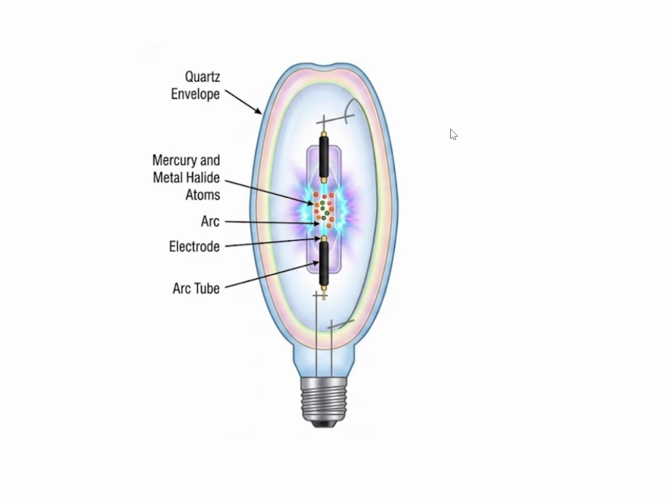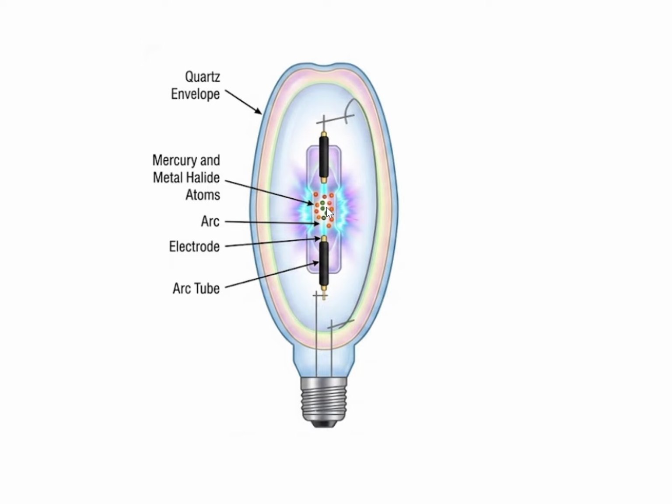Then electrodes. Two tungsten electrodes are placed at opposite ends of the arc tube. They provide the electrical path for arc formation. So ions travel from one electrode to the other, ionizing the gas in the space between them. Metal halide atoms and mercury ions are there. They ionize and produce illumination. Here only the light is generated.